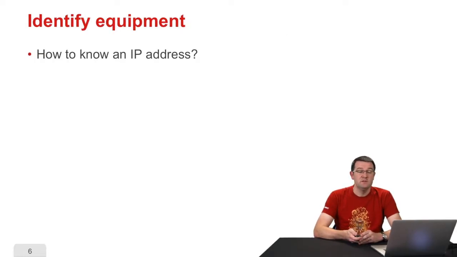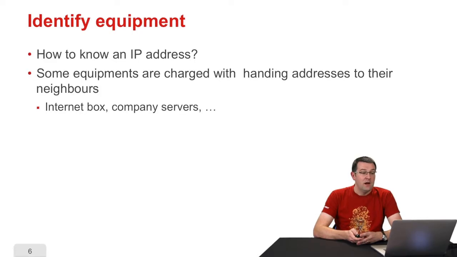How do we identify equipment? We need to know the IP addresses, a unique number that enables us to identify equipment connected to the internet. There are two possibilities actually, our address and the address of the person we want to talk to. At home or at the office, we connect to a network, and equipment will automatically retrieve the IP addresses.